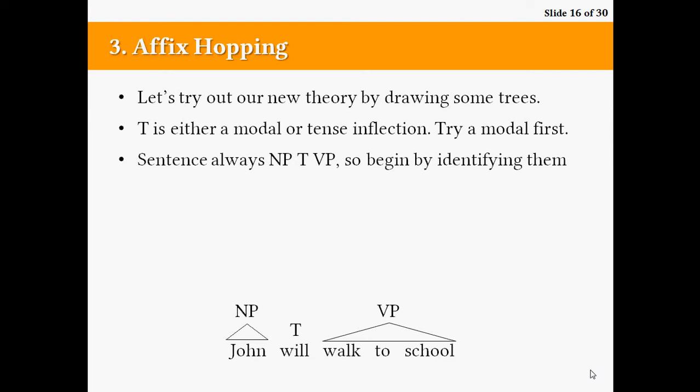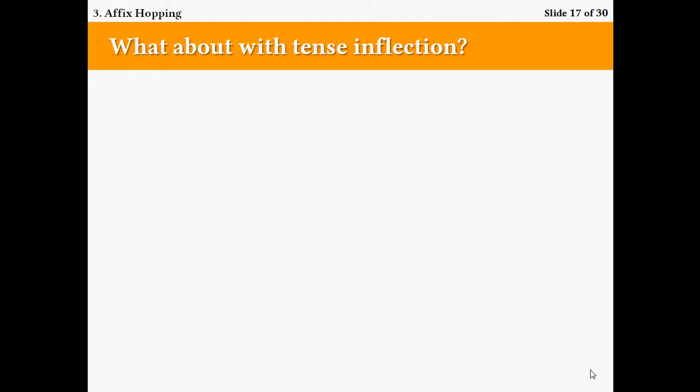The newer thing here is the T. So will, the modal, that's the T. And then we just do our X bar structure as usual. T is the head of the sentence, so its complement is the VP. A head plus a complement gives us a T bar. And then the specifier is the NP, and that gives us our TP. So this is the tree structure for that sentence, because that's with a modal.